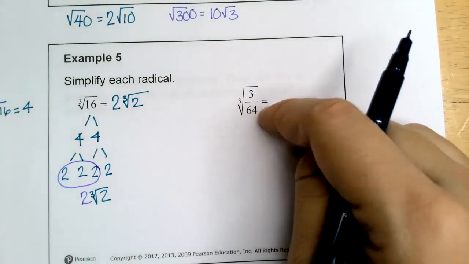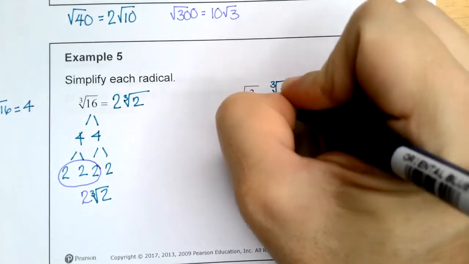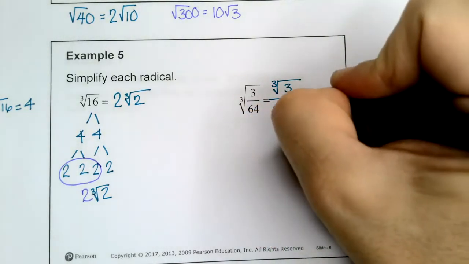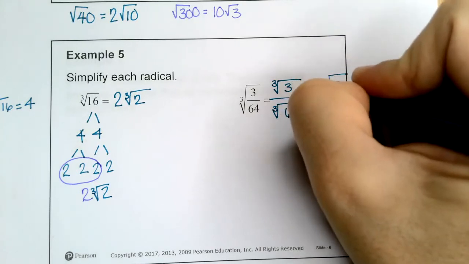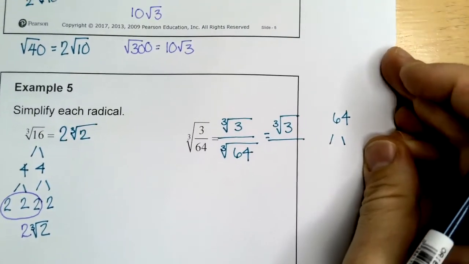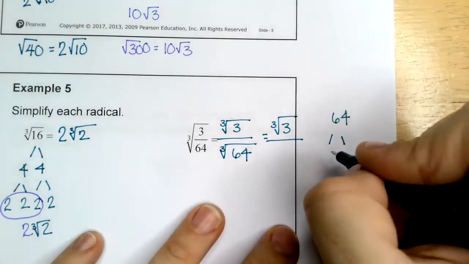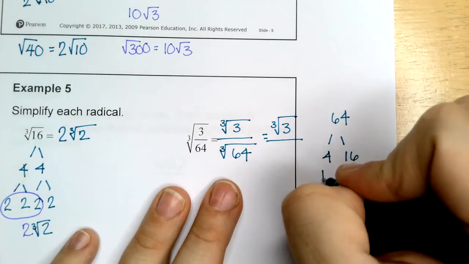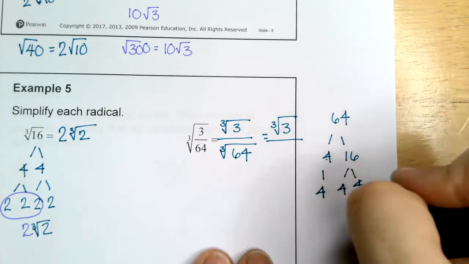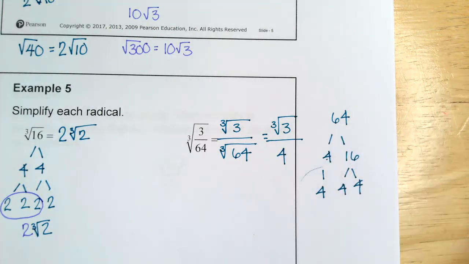The cubed root of 3 over 64. I can break that into the cubed root of 3 over the cubed root of 64. Now 3 is prime, so I'm just going to leave it. But 64, I might be able to break into groups of 3. We've seen this already in this class, but we'll do it a different way. Before we did 8 times 8. Now I'll do 4 and 16. 4 stays as 4. 16 is 4 times 4, and there are my 3. So the cubed root of 64 is 4.